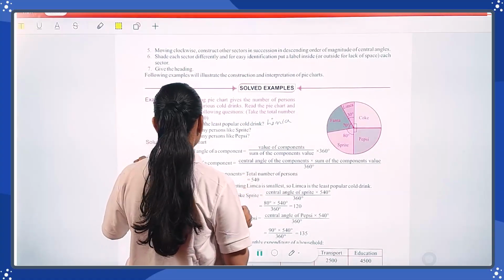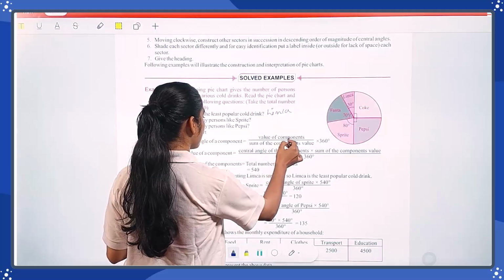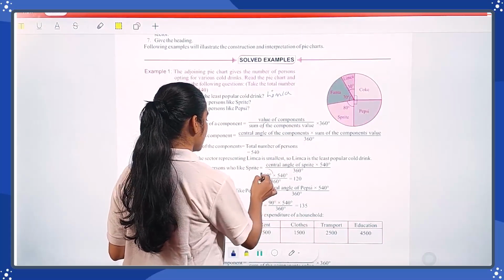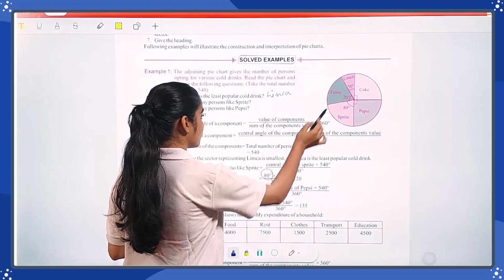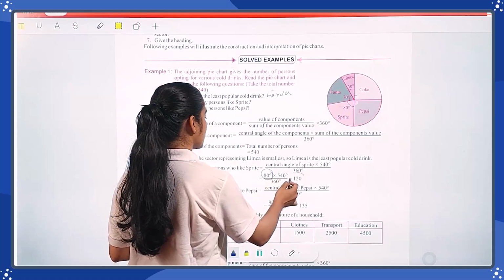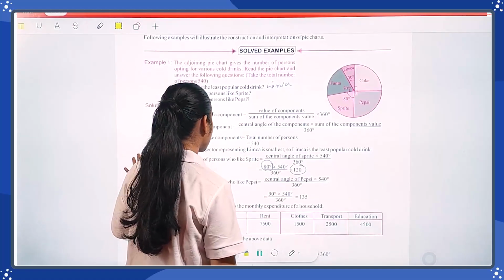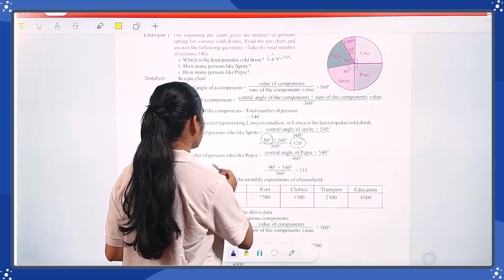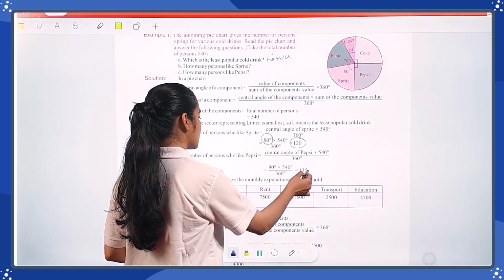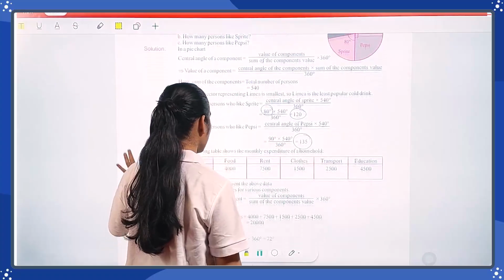So how can you calculate? Value of component divided by the sum of the components, multiplied by 360. So 80 multiplied by 540, the sum of overall 540 divided by 360 is 120 people like Sprite. Number of persons who like Pepsi, so Pepsi is 90 multiplied by 540 divided by 360, 135 people like Pepsi.